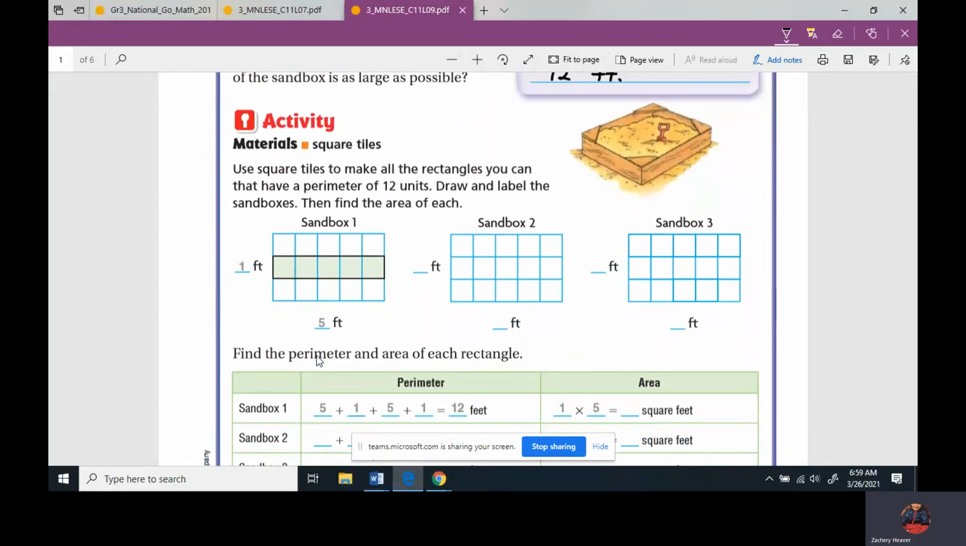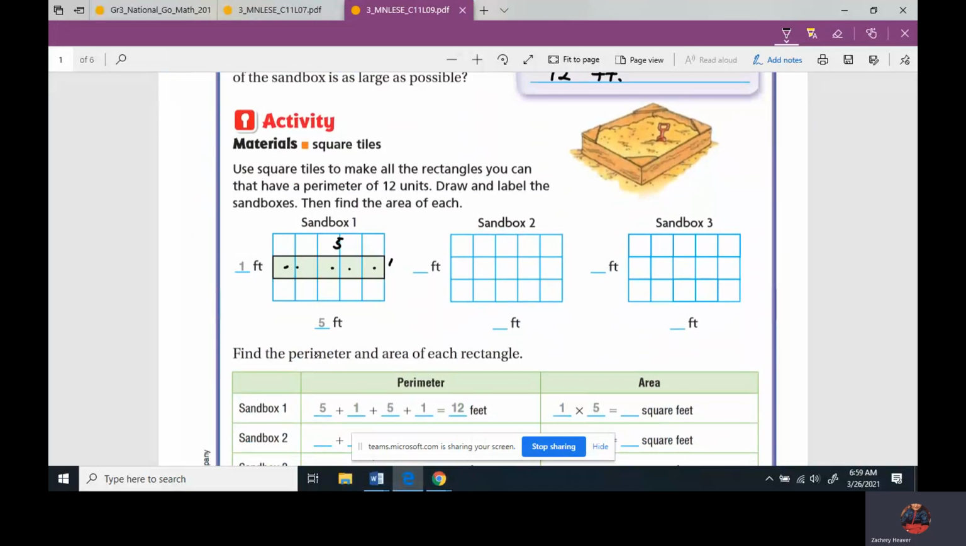He has one down, five across, one up, five across. So 1, 5, 1, and 5. 5 plus 5 is 10. 1 plus 1 is 2. Here is 12. The perimeter is 12. Distance around, but the inside is 1, 2, 3, 4, 5, because 1 times 5 is 5.